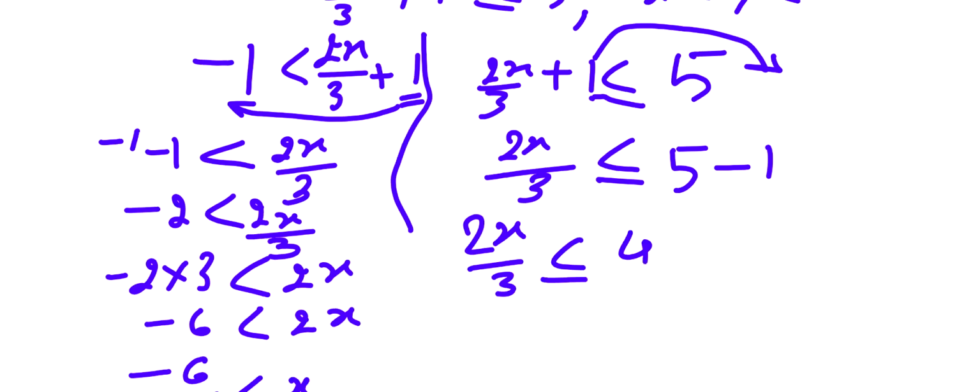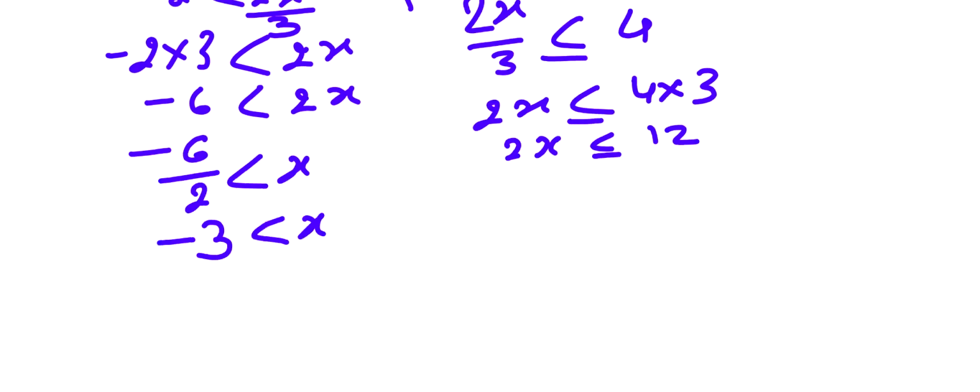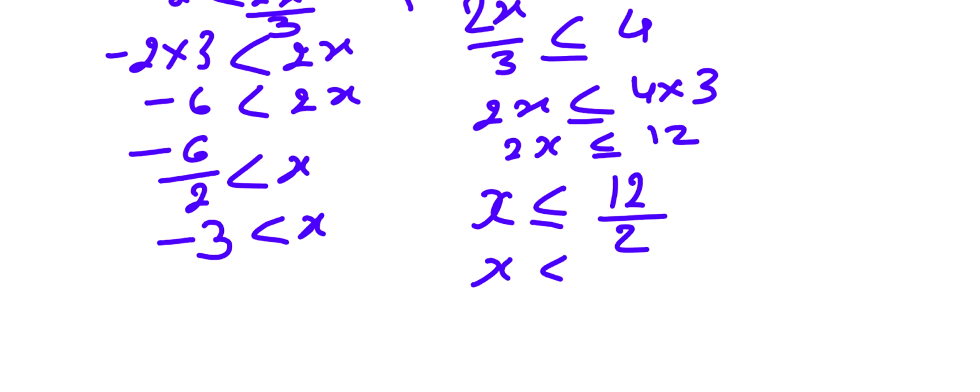Now 2x is less than or equal to 4 multiplied by 3. This denominator 3, when it goes to the right, will multiply. So 2x is less than or equal to 12. Now this 2 goes from left to right, then it will divide. X is less than or equal to 12 by 2, which means x is less than or equal to 6.